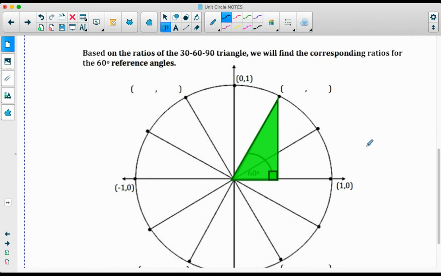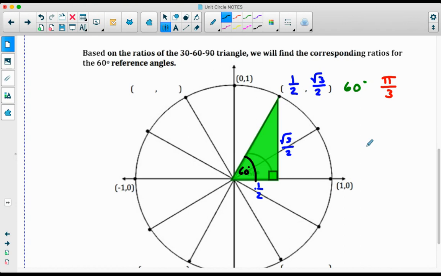So our 60-degree reference angle is here. I am going to label, just for this one, that our short leg here is now on x. This is a half. And our vertical piece is root 3 over 2. So our coordinate is 1/2 and then root 3 over 2. This is for a 60-degree angle or a pi over 3 radian angle.